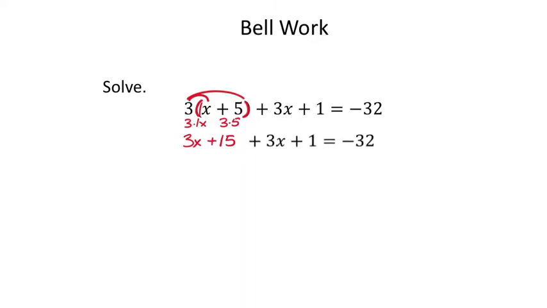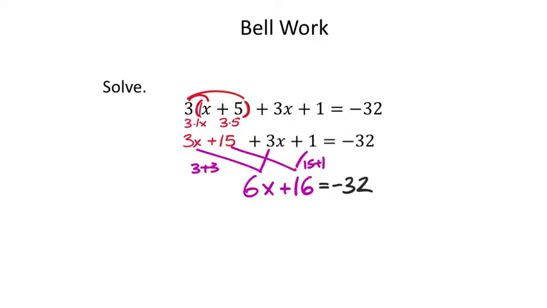But now I notice that there are some like terms that I can combine, like the 3x's and 3x's. So how many x's will this be? It's just 3 plus 3, which is 6x's. But also I've got 15 plus 1, which should be positive 16. So we show that as plus 16, and then this equals still the negative 32. So that's all the distribution and combining like terms we can do, just like we saw in the last lesson.